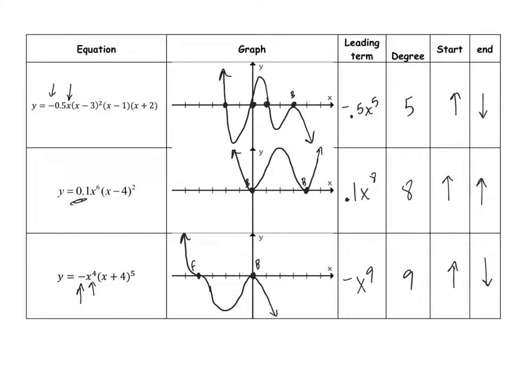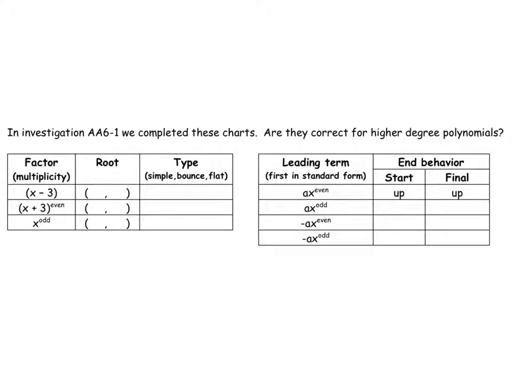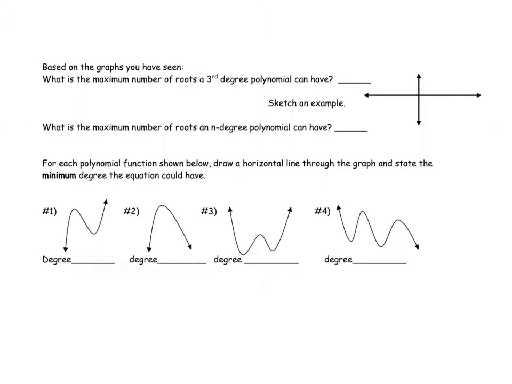So hopefully we're seeing those patterns and understanding how to put those together. Again, we did this chart already, so I'm not going to do it again, but these hold up for higher degree polynomials. All that's the same. If they're odd, they're in opposite directions. If a is negative, they're going down. Same patterns for the higher degree polynomial.